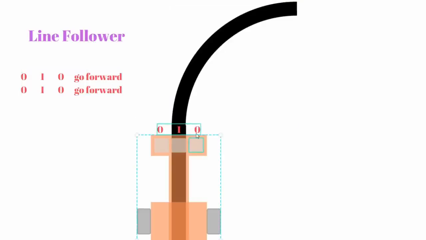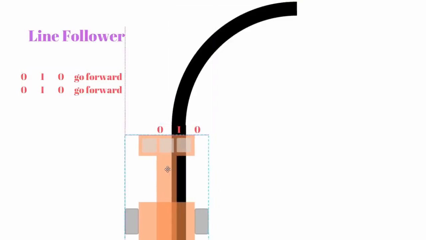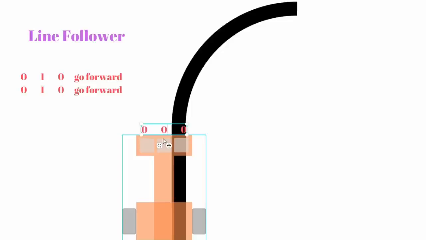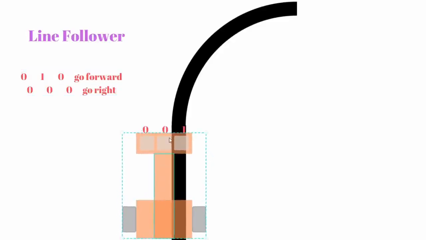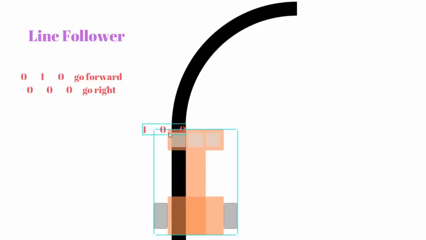Then let's say that we have this. In that case, it will be 0, 0, 1. So if we have 0, 0, 1, we can go right, so we will rotate towards the right. And if we have, let's say, 1, 0, 0, which will be this case, then we can say go left.